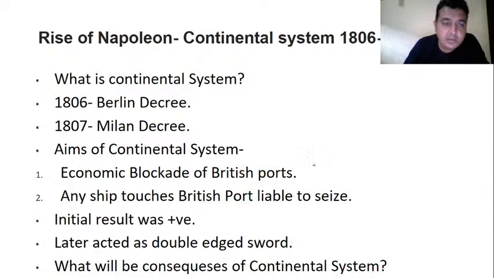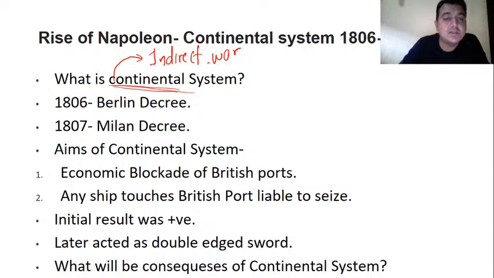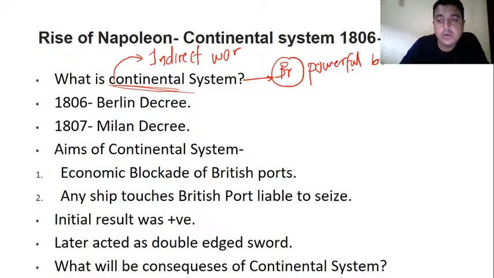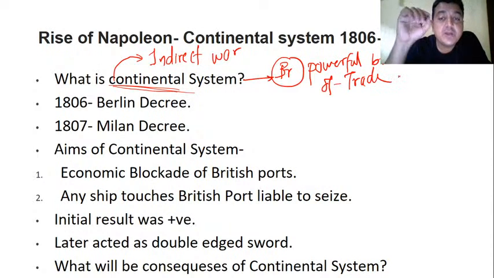Now again we are coming back to this point, the continental system. As I mentioned, Napoleon was a wise person. He knew that he could not defeat Britain on the ocean in direct warfare, so he adopted an indirect war measure, and this indirect war measure is known as the continental system. So what is the basis of this continental system? They knew that Britain is powerful because of trade. Their economy is strong because of trade.